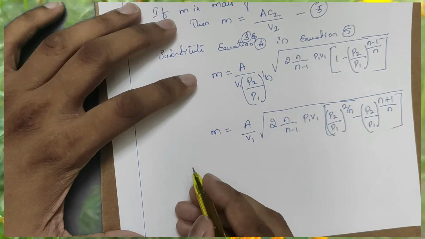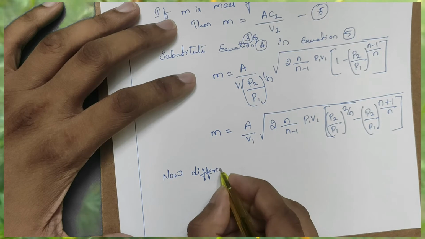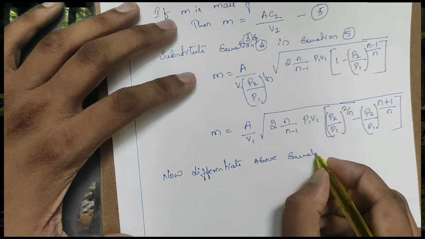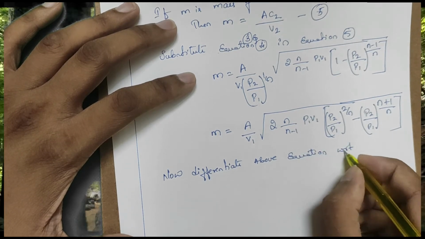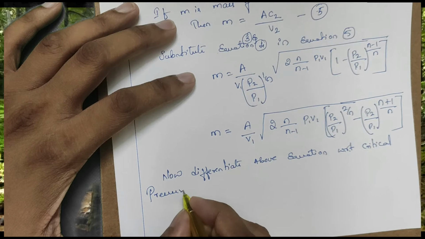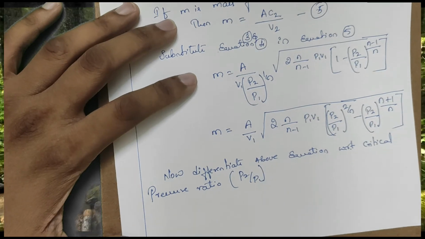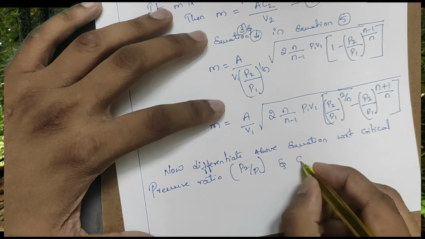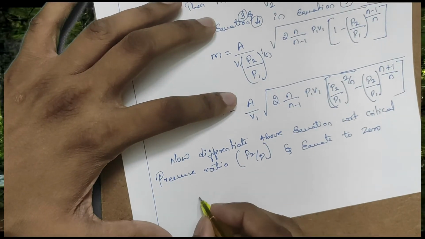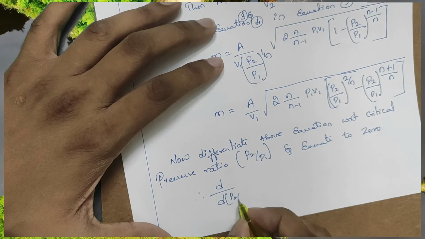Now you have to differentiate the above equation with respect to the critical pressure ratio, that is P2 by P1, and set it equal to 0. Therefore, you'll get d by d(P2 by P1).